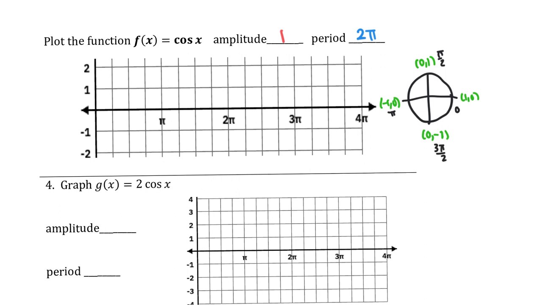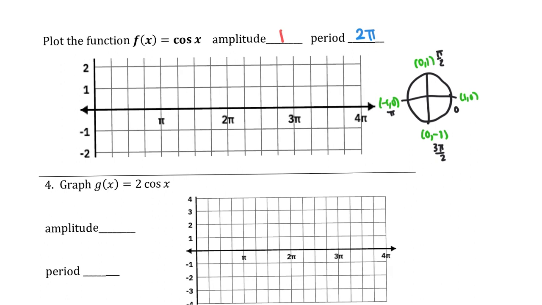Okay, now if I'm graphing cosine, now I'm looking at the x coordinates. So when I do the cosine of 0, the cosine of 0 is 1. So at 0, I am actually going to go up to the 1. Okay, now I go to pi over 2. The cosine of pi over 2 is 0. So at pi over 2, where's pi over 2 between 0 and pi? Now I'm going to hit the 0 here.